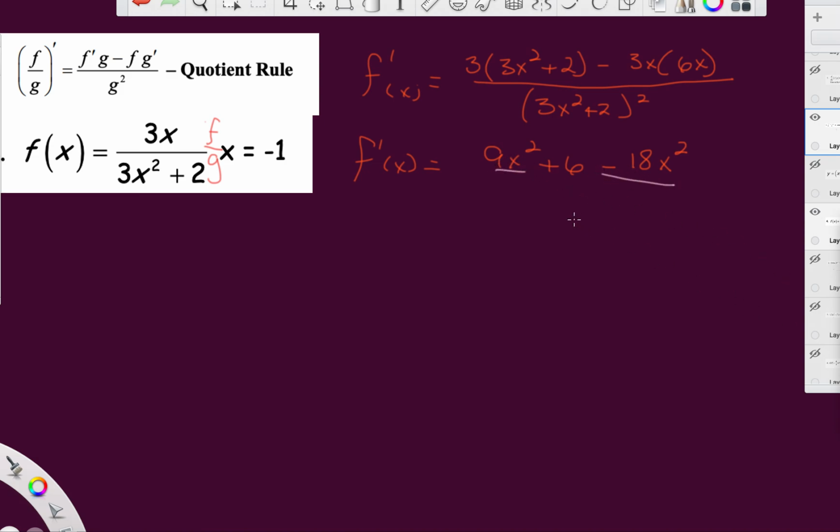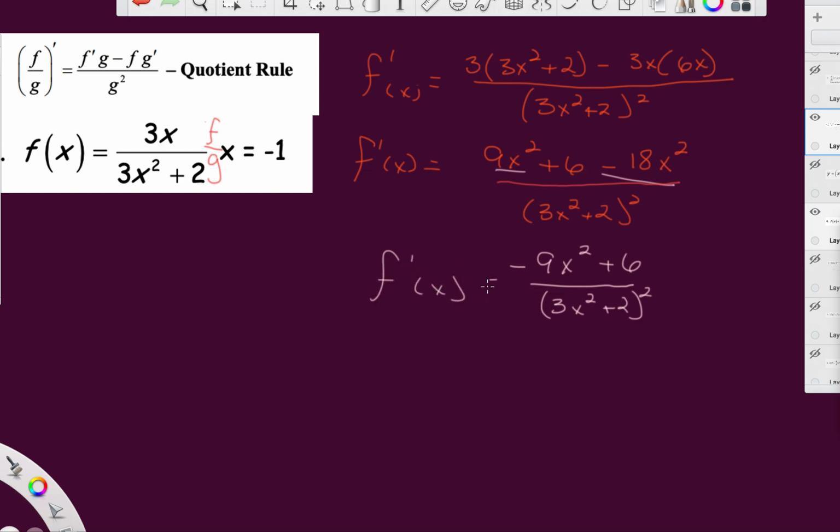Oh, and I forgot. Let me do it all over 3x squared plus 2, and then square it. Now I'm going to combine my like terms. Positive 9 and negative 18 is negative 9x squared plus 6, all over 3x squared plus 2, and then the whole quantity is squared. So this is f prime of x.